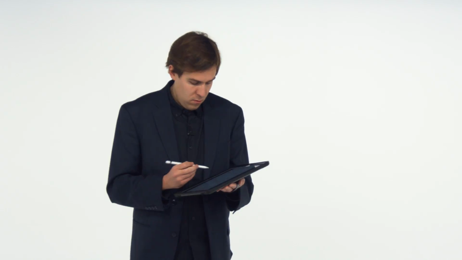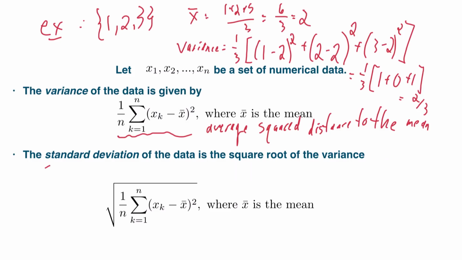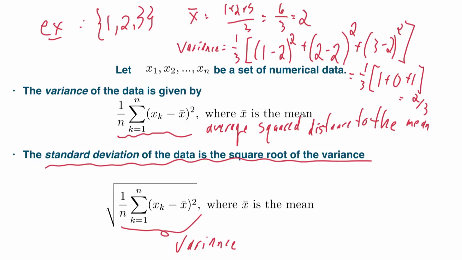Once I have computed the variance, we can compute something called the standard deviation, which is maybe a term that you've heard of. The standard deviation is just the square root of the variance. Okay? So all I do to compute standard deviation is take the variance and take the square root of it. So the first step to finding the standard deviation is to find the variance and then take a square root.